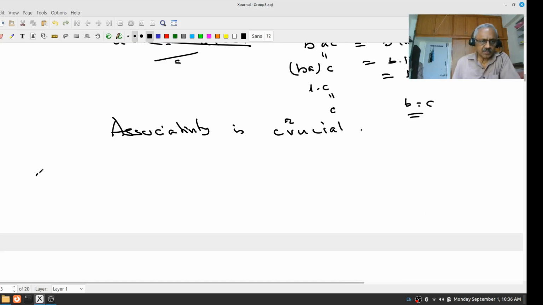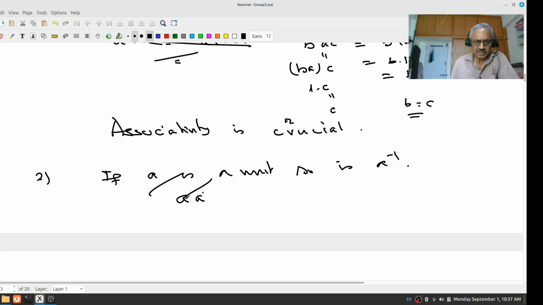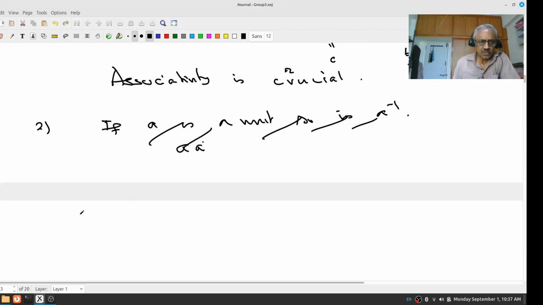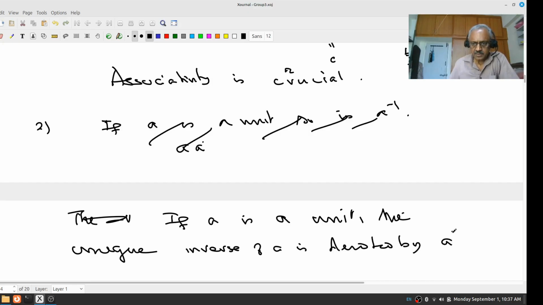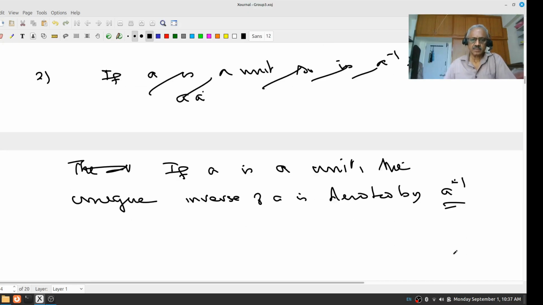The second thing we want to prove is that if A is a unit, so is A inverse. Sorry, I'm jumping ahead. First, if A is a unit, the unique inverse of A is denoted by A inverse. This is just a notation.